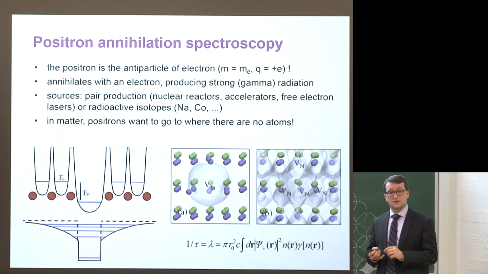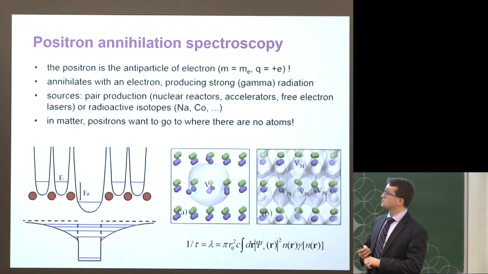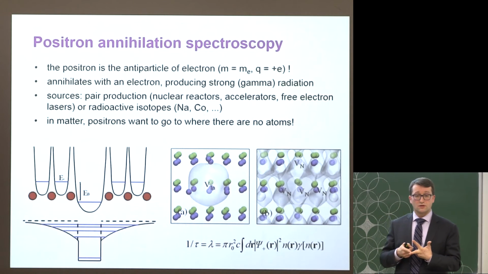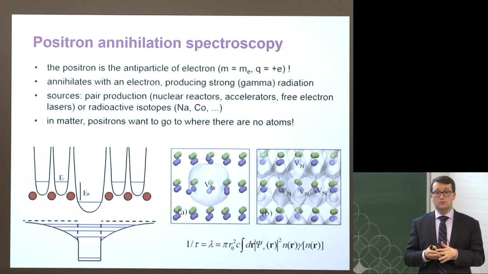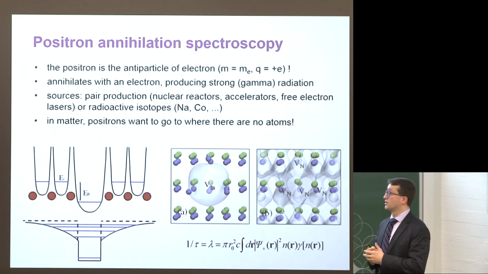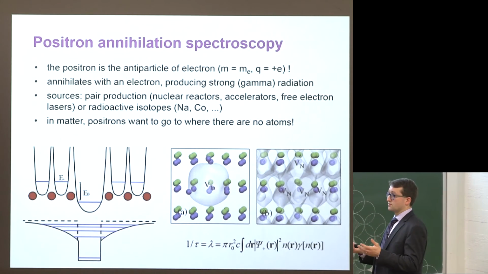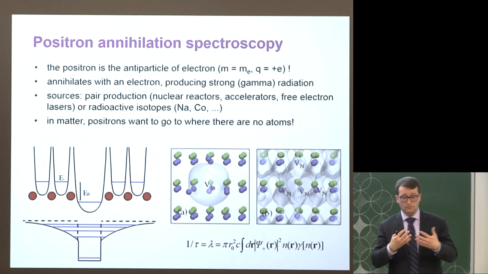The positron is an antiparticle of the electron. It has the same mass but opposite charge. When it meets an electron, they annihilate each other and produce strong gamma radiation. You can get positrons in a very complicated way by taking a nuclear reactor or a big accelerator or a free electron laser and using pair production as a source for positrons.